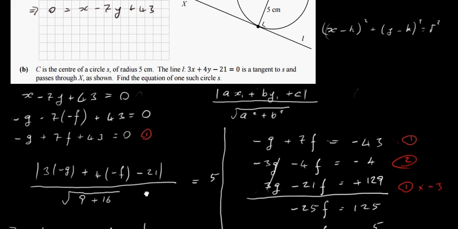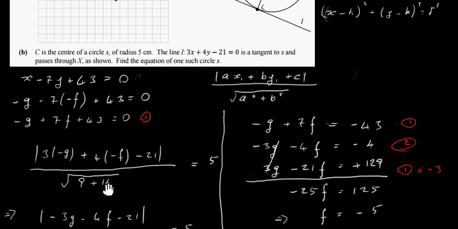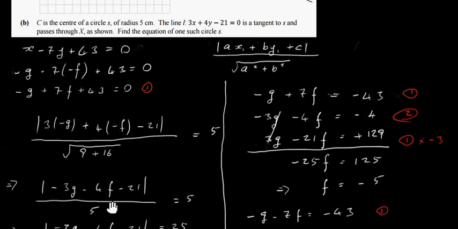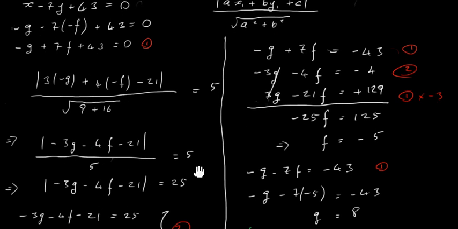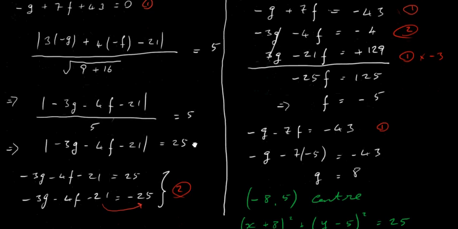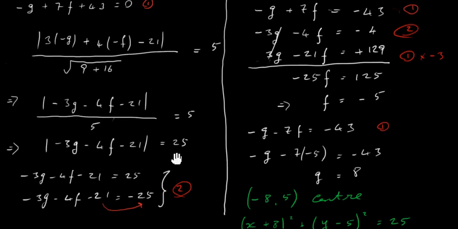Square root of a squared plus b squared. Well, a is 3, b is 4. Square them, you get 9 and 16. All of this gives me 5. So simplify it here, minus 3g minus 4f minus 21 over 5. Multiply across by 5 here gives me 25 here. Now, this is a modular equation here. I could square both sides, but what I've decided to do is do it the other way. I'm just going to write out minus 3g minus 4f minus 21 is equal to plus 25. Minus 3g minus 4f minus 21 is equal to minus 25.